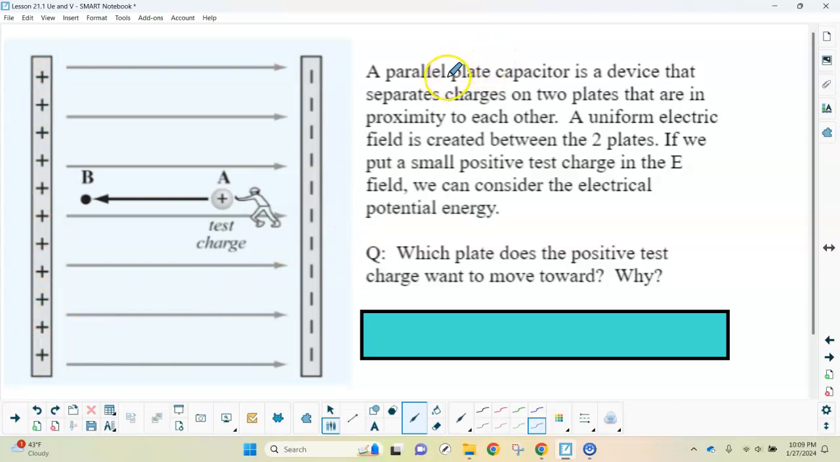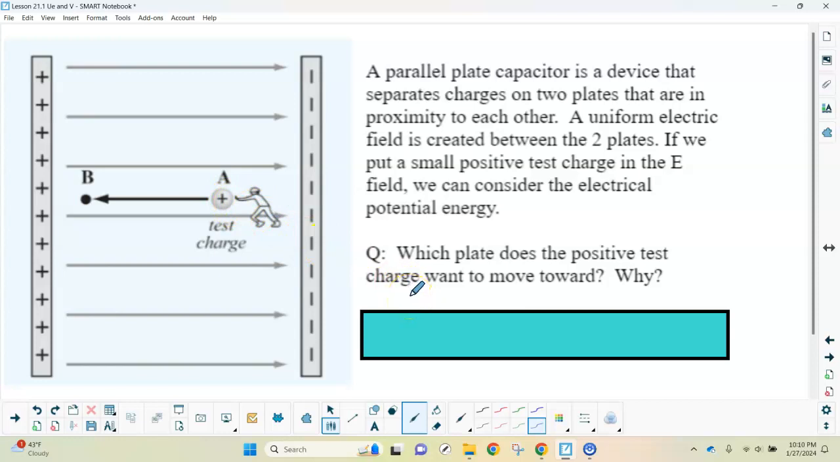A parallel plate capacitor is a device made of two metal plates that are charged, so they're hooked up to a battery or something, and one plate becomes positively charged, the other plate becomes negatively charged. If we put a positive charge in between them, which plate does the positive test charge want to move towards? So where does this want to go? If I just let go of it, where would this charge move?